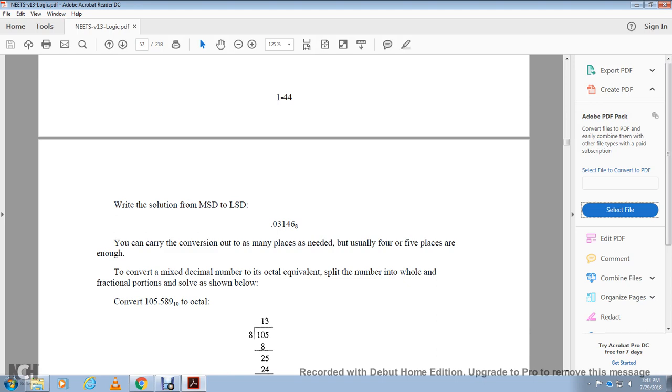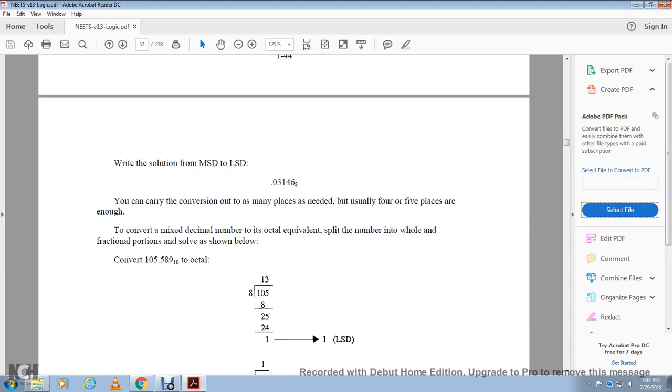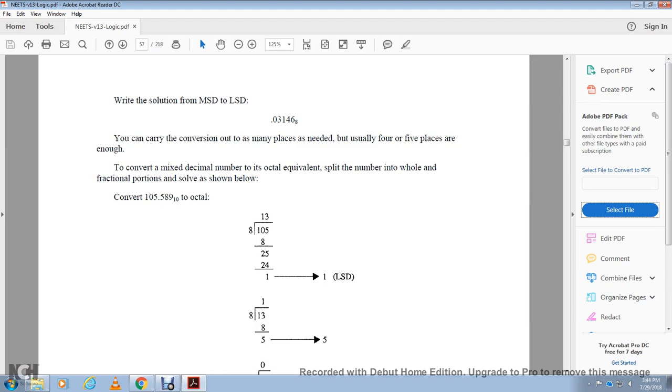Convert the mixed number from decimal to the octal system: split the number into whole and fractional portions and solve. All right, to convert 105.5 to base 8, you're going to do 105 first, divided by 8, which gives you 13. 105 minus 104 gives you 1 as the least significant digit. Then 13 divided by 8 goes into 8 one time, and you get a remainder of 5.